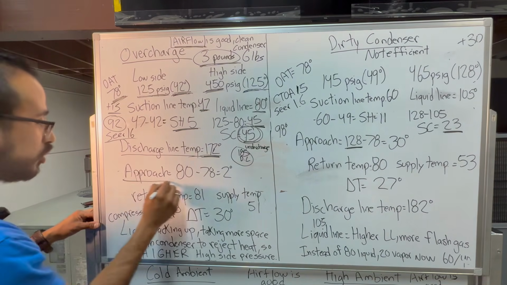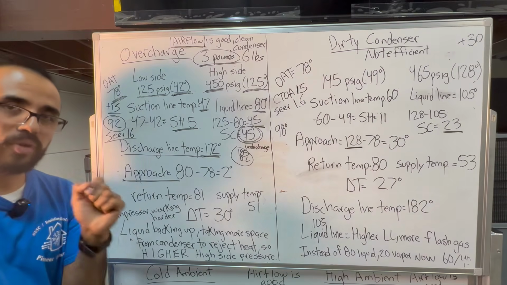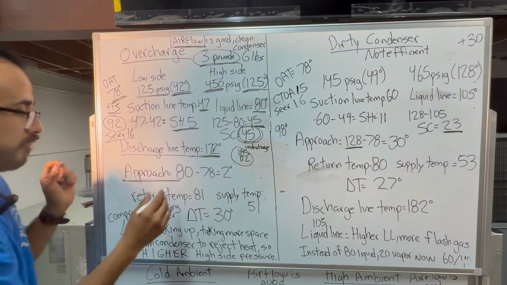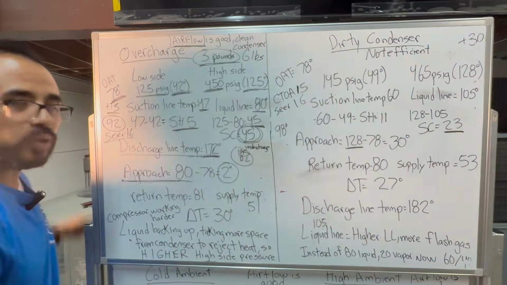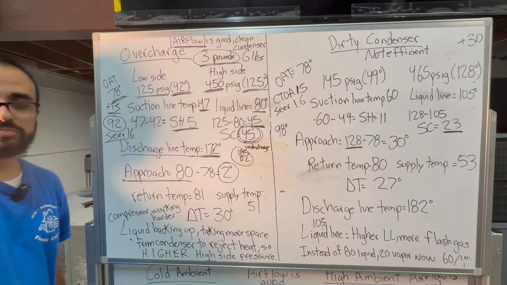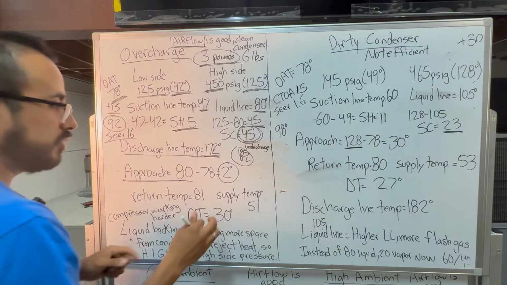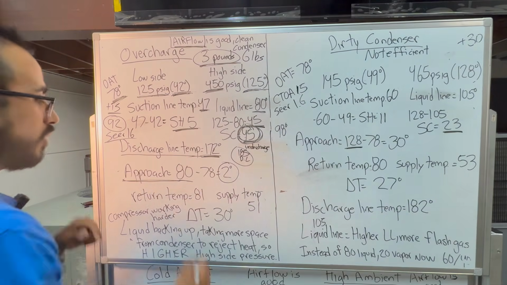My approach, and this is where I'm going to really have you pay attention to the approach. Remember approach? Liquid line temperature minus my ambient. So liquid line temperature is 80 minus my ambient. I have a 2 degree approach. That's pretty low, right? We should be between 7 and 12, but it's pretty low. Just kind of have that number in place, right? But remember, this is the key right here, 45.